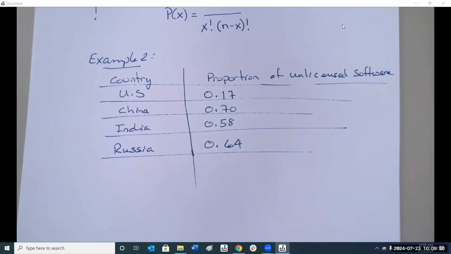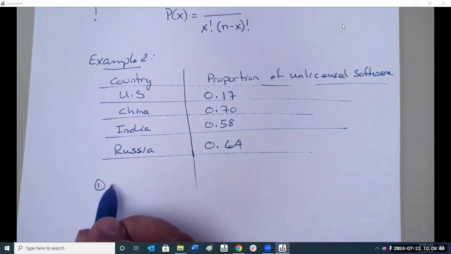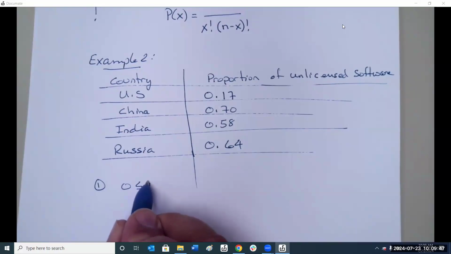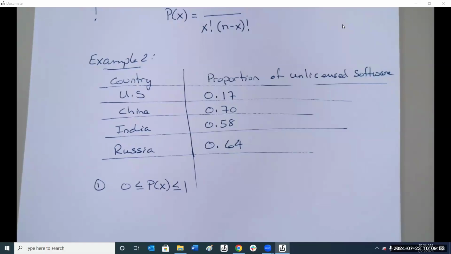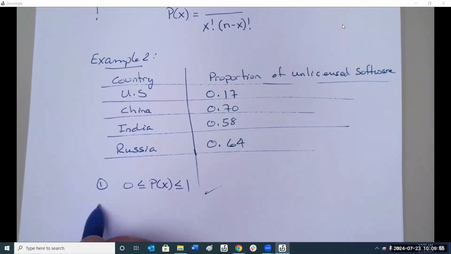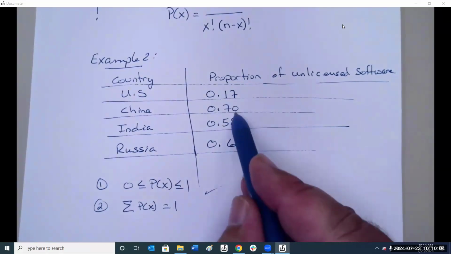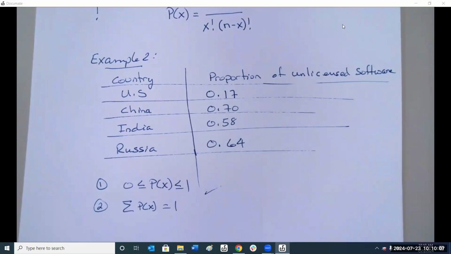So the question is asking, does this table represent a probability distribution? Remember, to be a probability distribution, we have to satisfy 2 conditions. First condition, are each of the probabilities between 0 and 1? Yeah, they're all 0 point something. So check. The second condition, if we add all the probabilities up, does it equal 1.0? No, because 0.7 and 0.5 is already bigger than 1. So that's where it fails. So it's not a probability distribution.